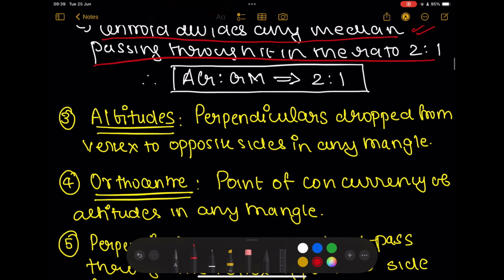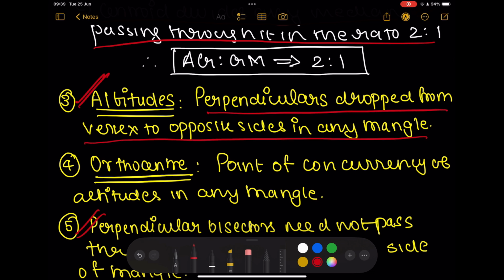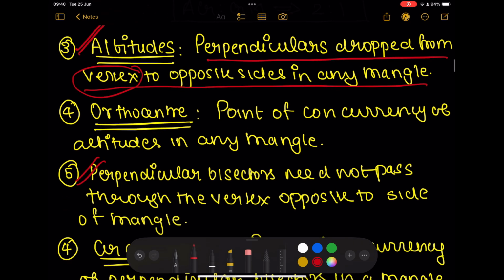Very important. Okay. Next, many people will be confused between these two terms, altitude and perpendicular bisectors. See, altitudes are basically perpendiculars dropped from the vertex to the opposite side in any triangle. Now, again, they are perpendiculars dropped from the vertex, meaning every altitude will pass through the vertex of the triangle, right? That is a necessary condition for it to be an altitude. So basically, from the vertex, you're going to drop a perpendicular to the opposite side of the triangle, right? That is what is known as altitude.